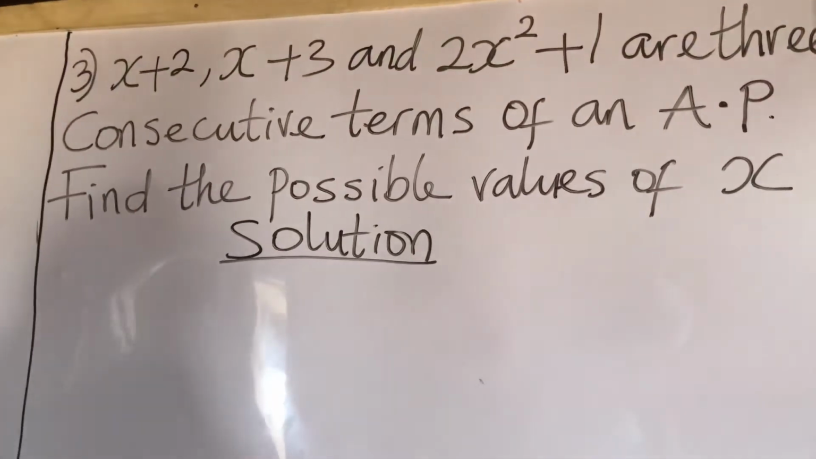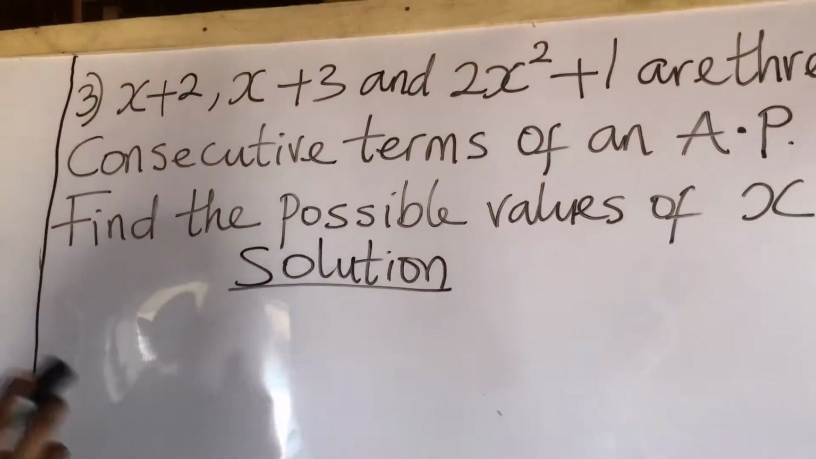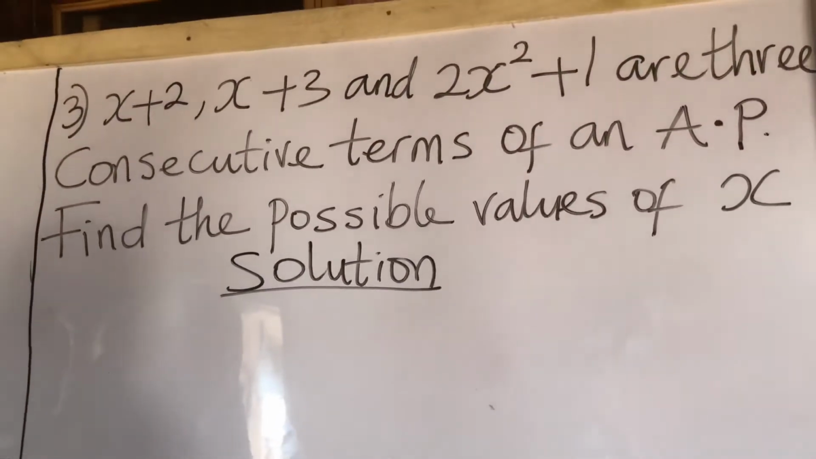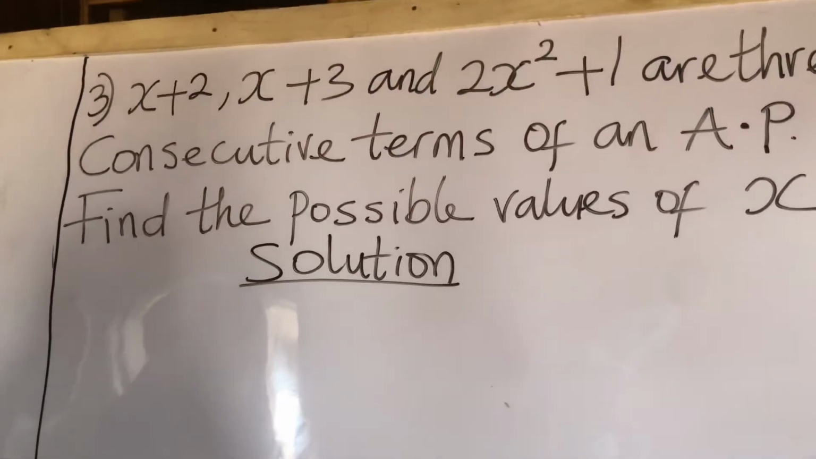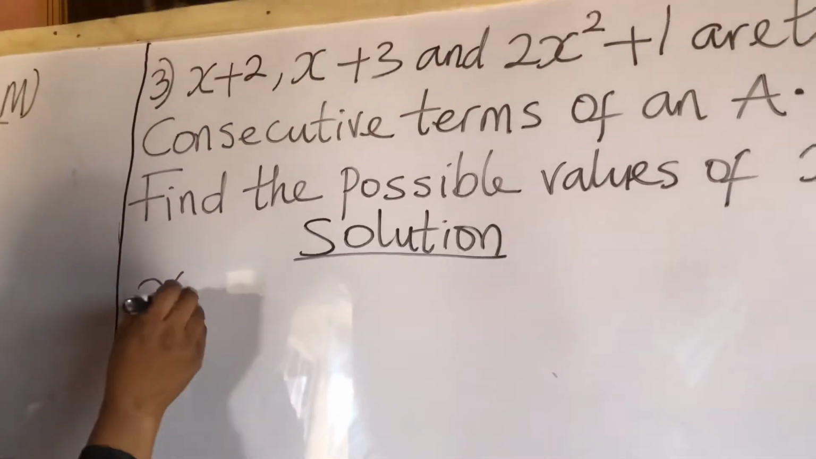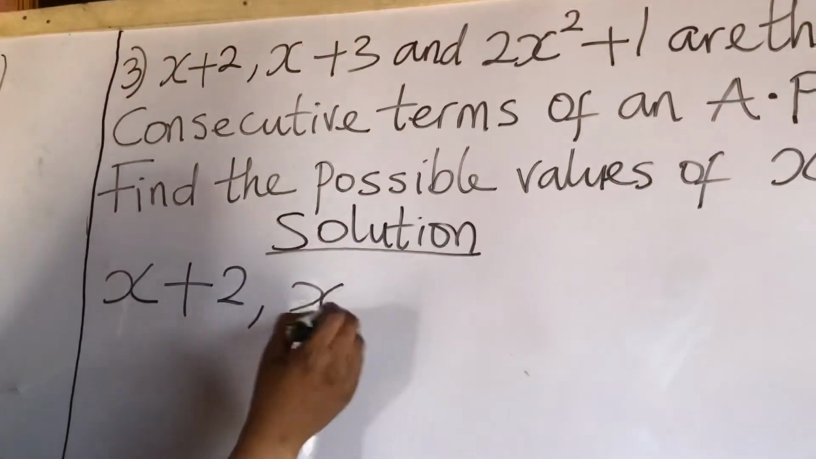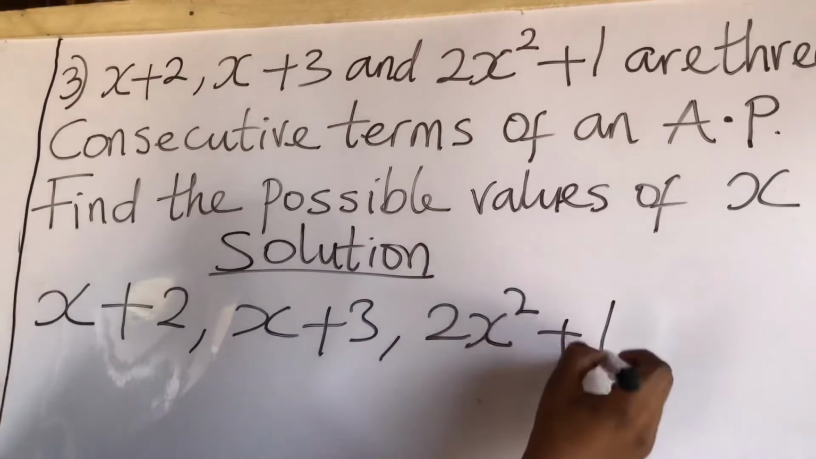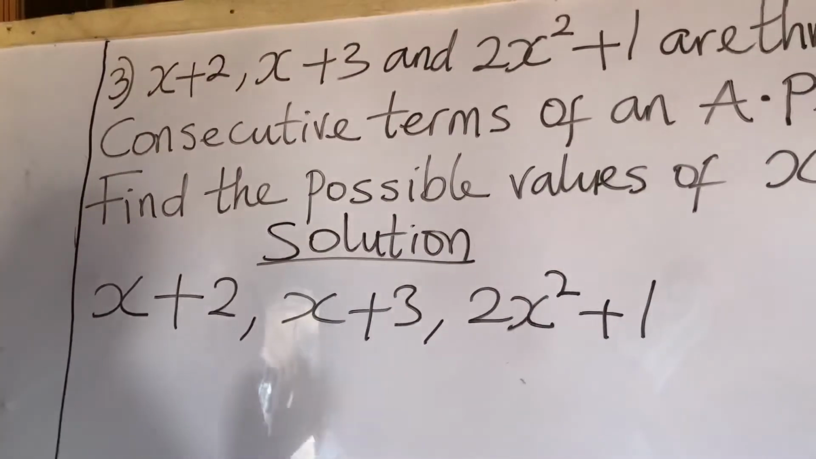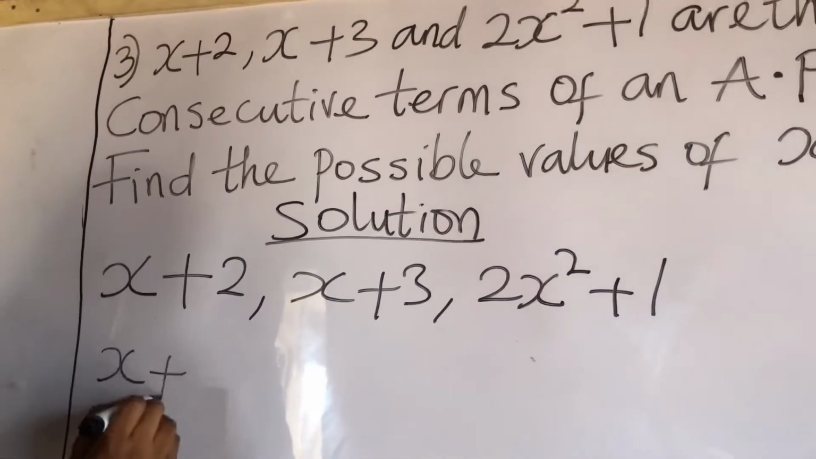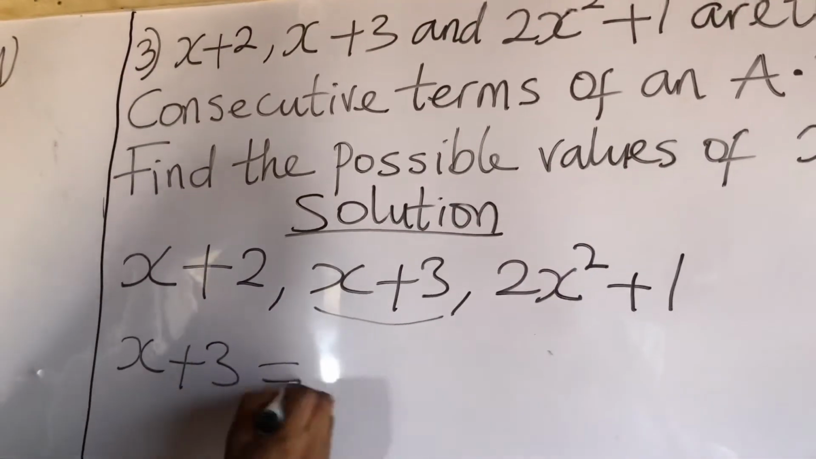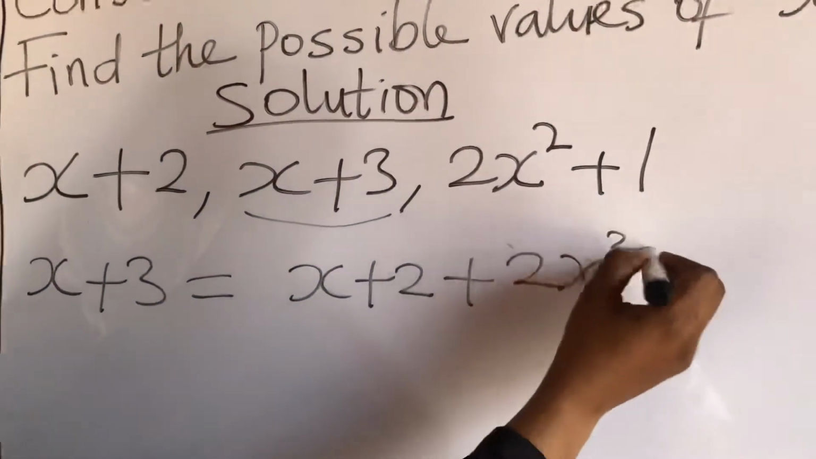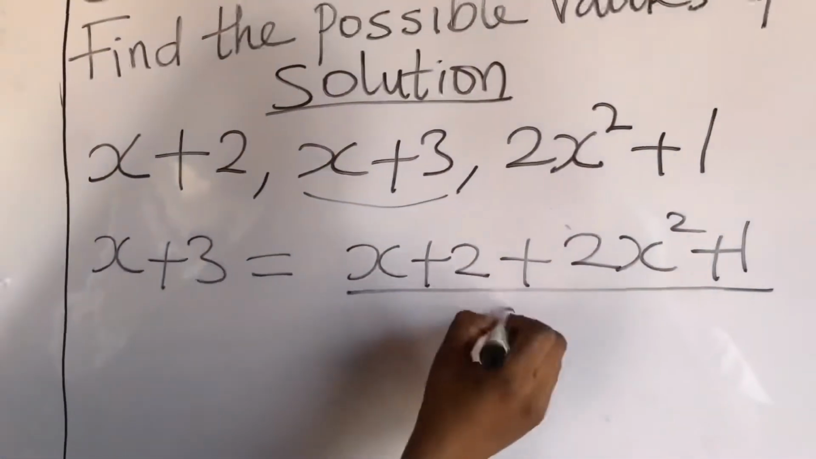Here is another example. So x plus 2, comma, x plus 3, and 2x squared plus 1 are 3 consecutive terms of an AP. Find the possible values of x. So here, the sequence x plus 2, comma, x plus 3, comma, 2x squared plus 1. So here the arithmetic mean will be x plus 3, that is the middle term, is equal to x plus 2 plus 2x squared plus 1, everything over 2.